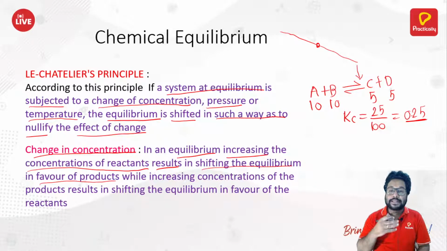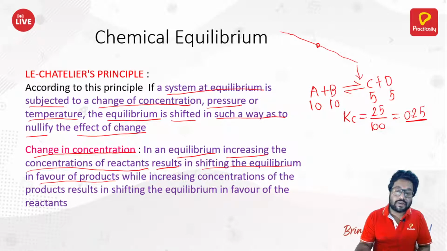Now it is 0.25. Kc, we are calling it the equilibrium constant, right? So it's a constant. That means it should remain constant. Its value does not change. Even if you increase or decrease the concentration of a reactant, do whatever you want, the value of Kc will not change. We are calling it equilibrium constant, so constant means something, right?